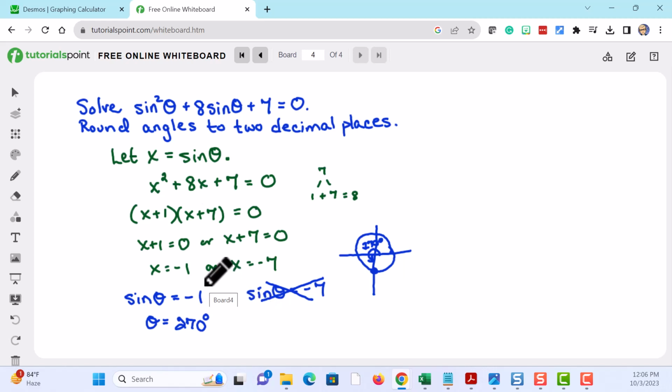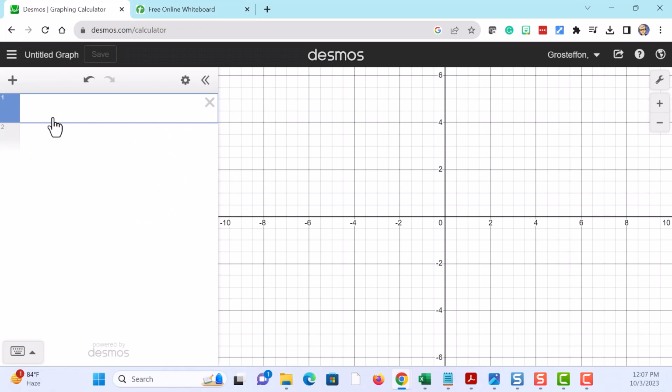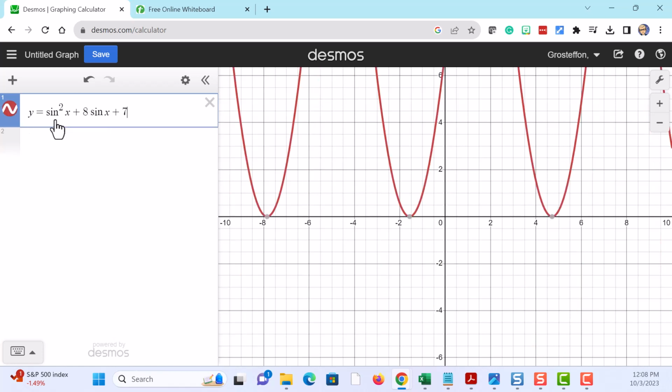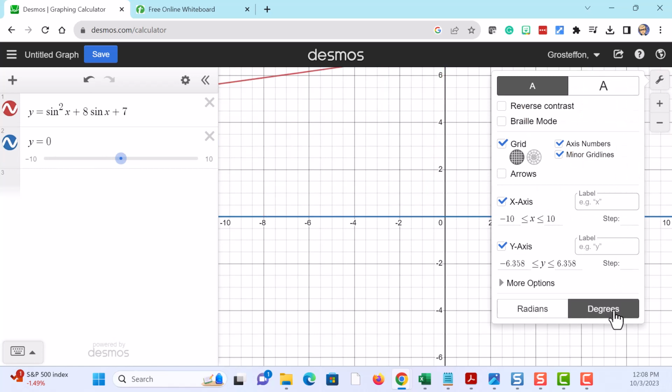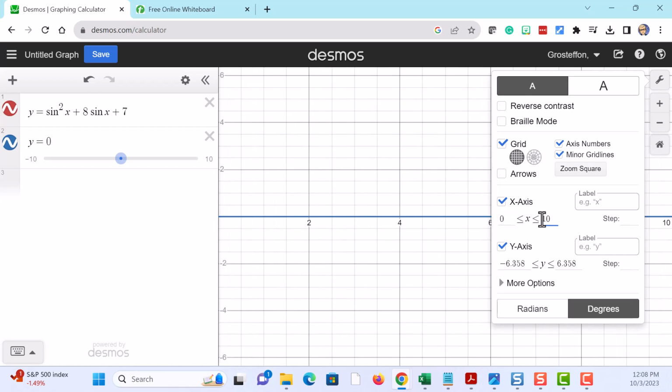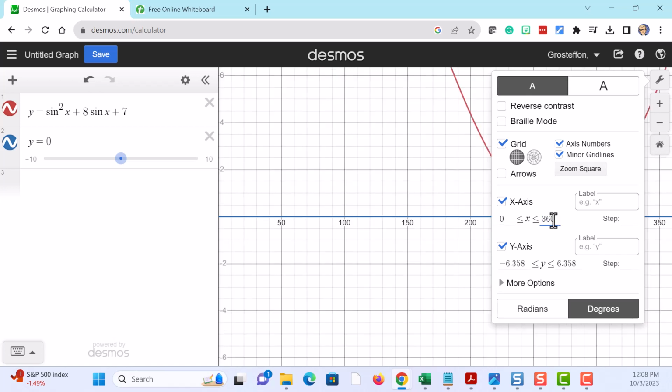But just to check and see that our answer seems reasonable, let's solve the equation graphically as well. Go to Desmos. We'll enter y is equal to sine squared x plus 8 sine x plus 7. And our other equation will be y is equal to 0. We'll go to settings. Make sure that our calculator is in degree mode. We want solutions between 0 and 360 degrees.